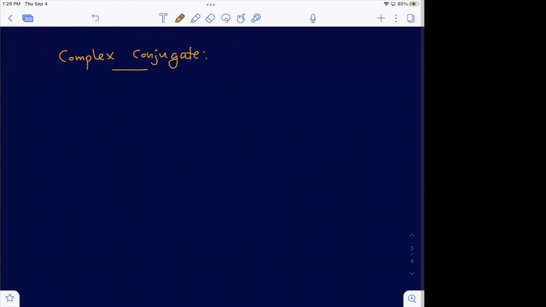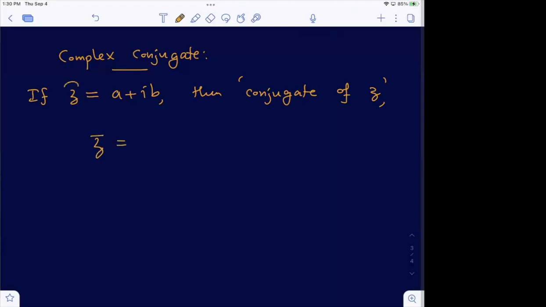So if you consider a complex number Z, let's say A plus iB, then the conjugate of this number Z is indicated by this symbol, Z bar. Whatever number we consider, we just put a bar on top of it, Z bar, and that is none other than A minus iB.